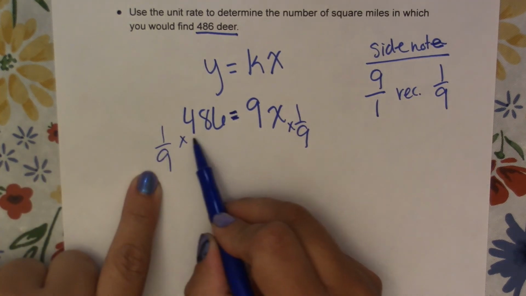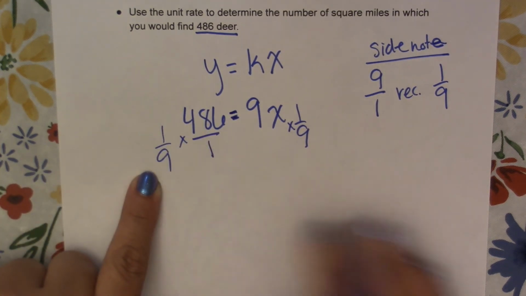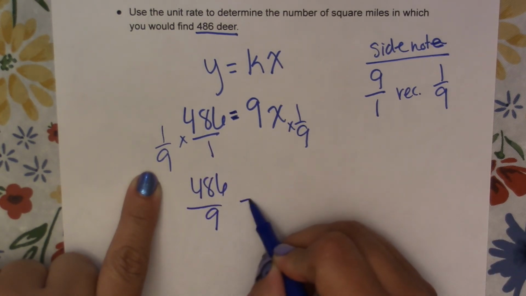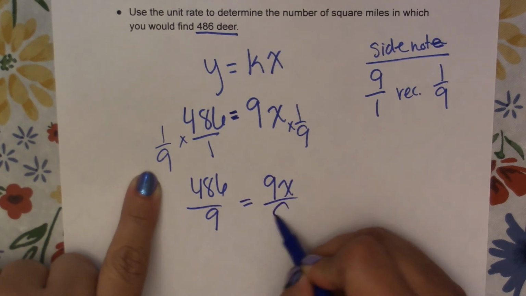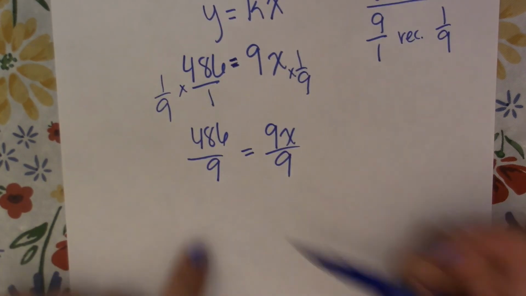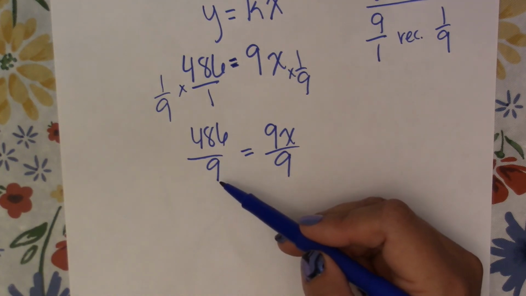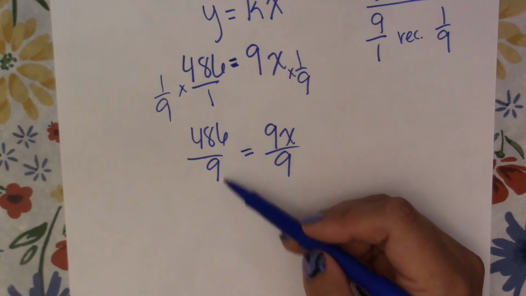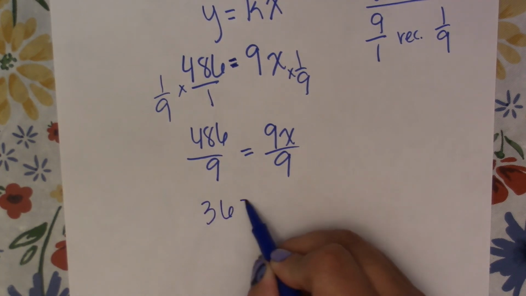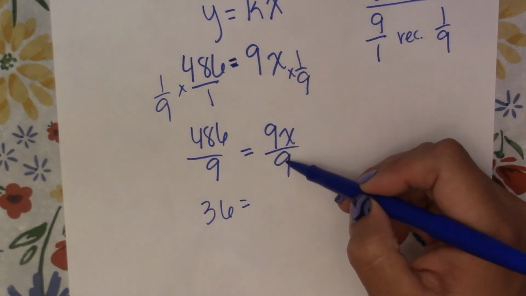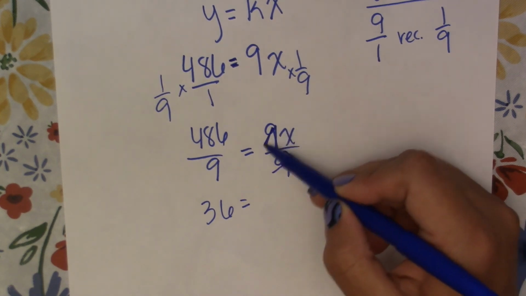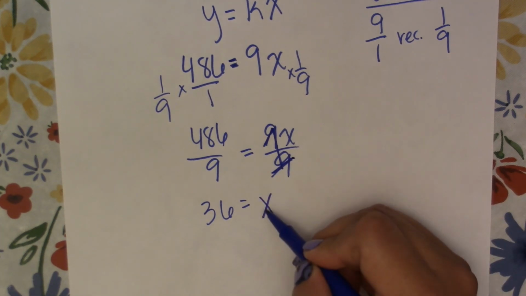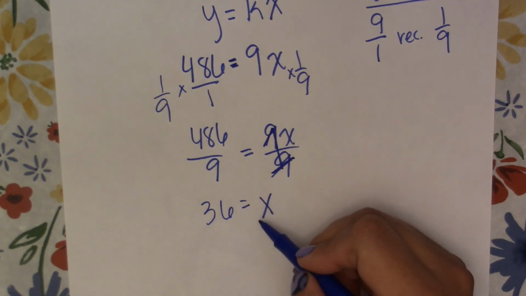All right, so when we multiply fractions, we multiply straight across the top, and we get 486 over 9 equals 9x over 9. So we can divide this out right here. When we divide 486 by 9, we get 36. 9 divided by 9 becomes a 1. I like to write over that those become a 1, and we're left with 1x. So it would be 36 square miles.